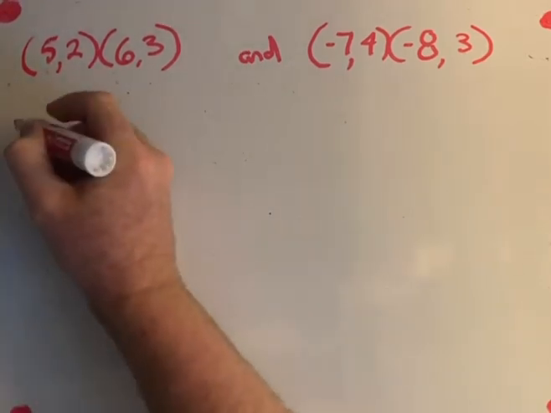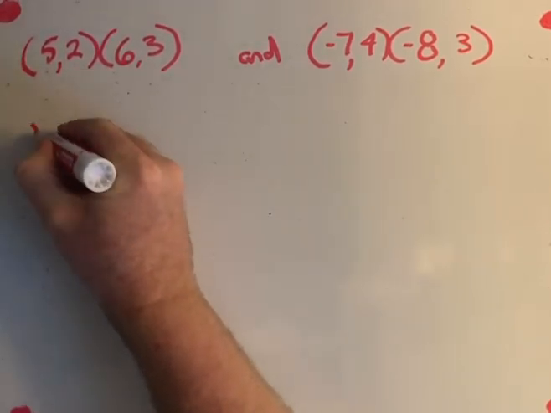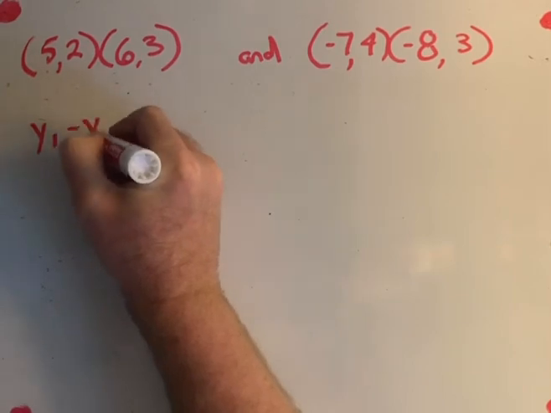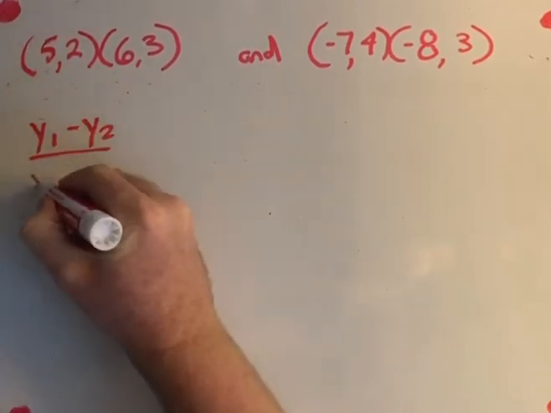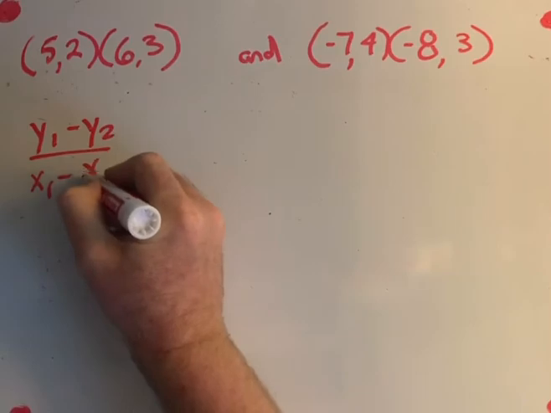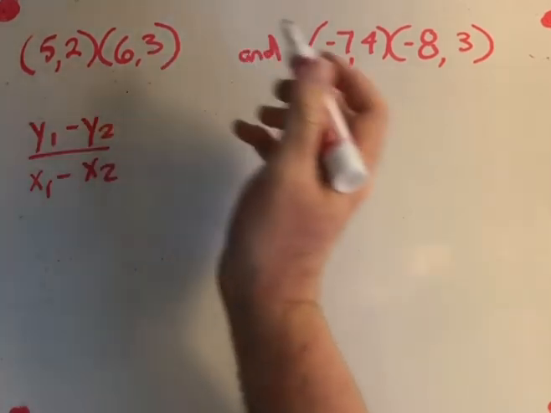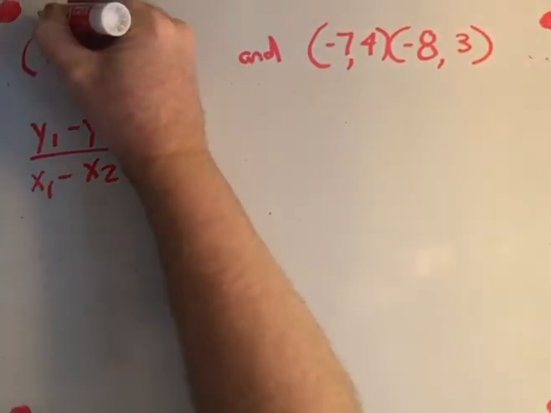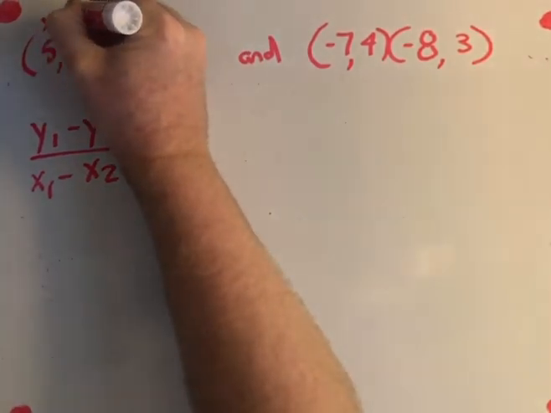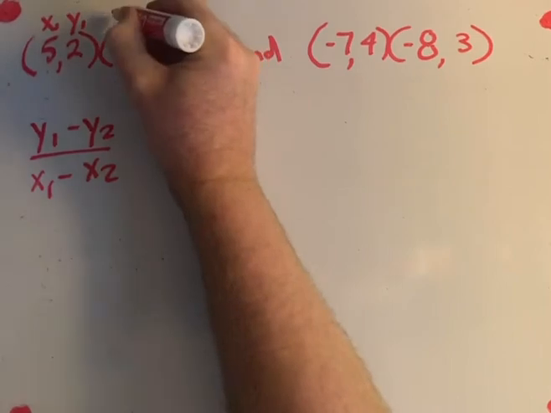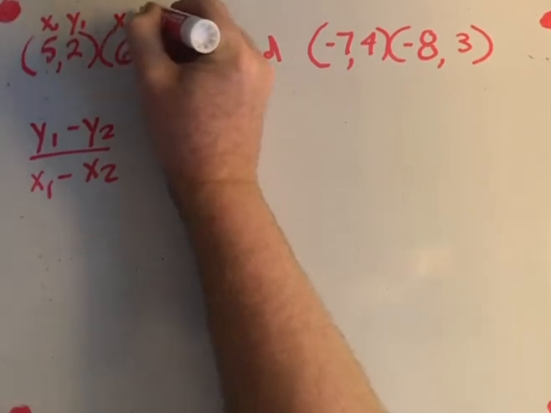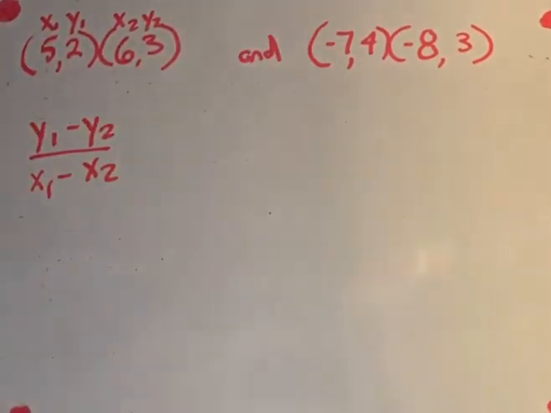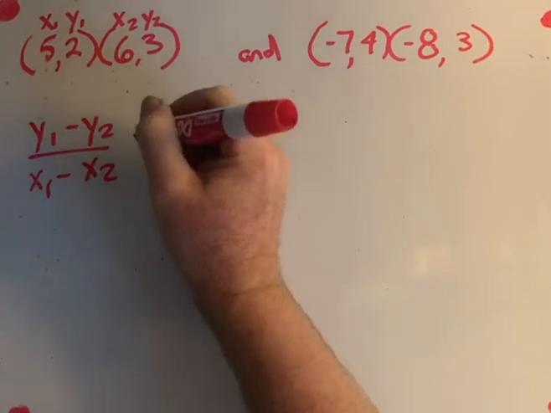Okay? So what I'll do is I'm going to find the slope of this one first. So I know that slope is y1 minus y2 over x1 minus x2. Well, what's x1? What's y2? Well, I'm going to label these. This one is x1. I'm going to label this one y1. I'm going to call this one x2 and this one y2. Okay? So I will plug in those values to see what they are.